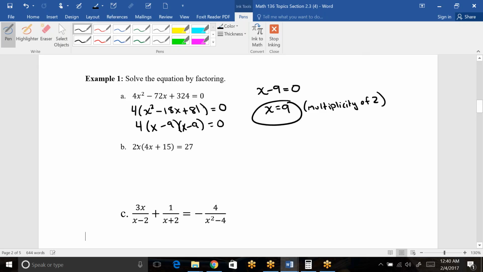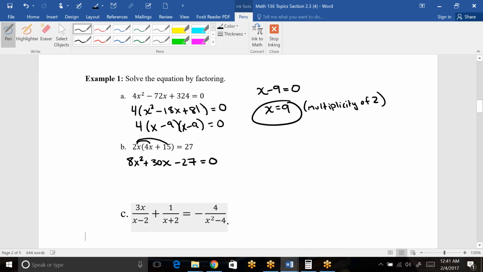Let's look at my number B, or part B. You can't solve this one yet because not everything's equal to 0, and you definitely can't set everything equal to 27. That rule does not exist. It has to be equal to 0. So what we have to do in this scenario is actually undo all of their work and move everything over. So this would be 8x squared plus 30x, and then minus the 27 would come over.